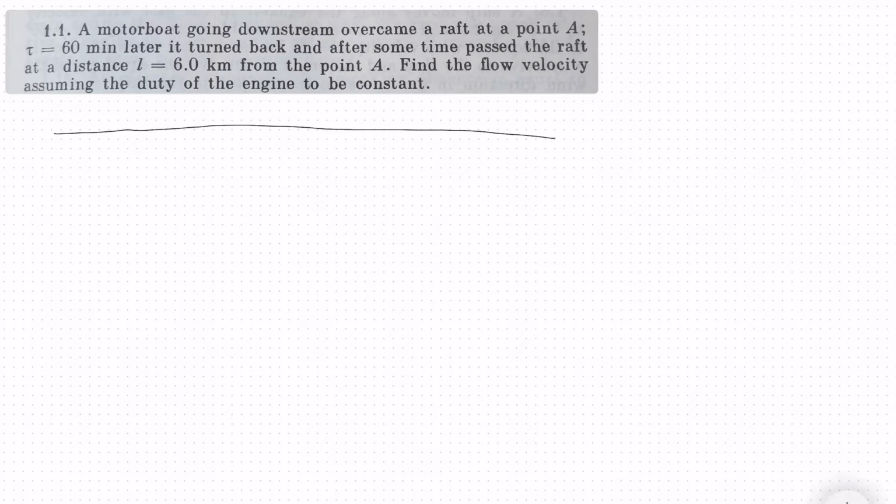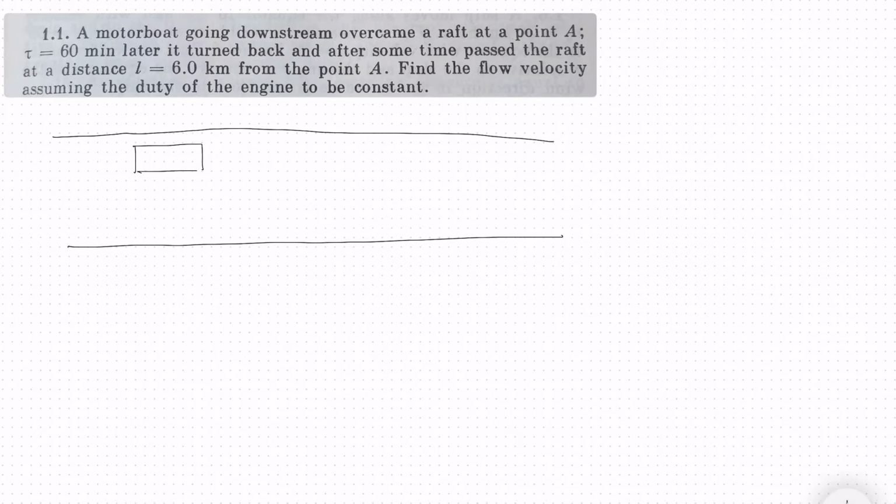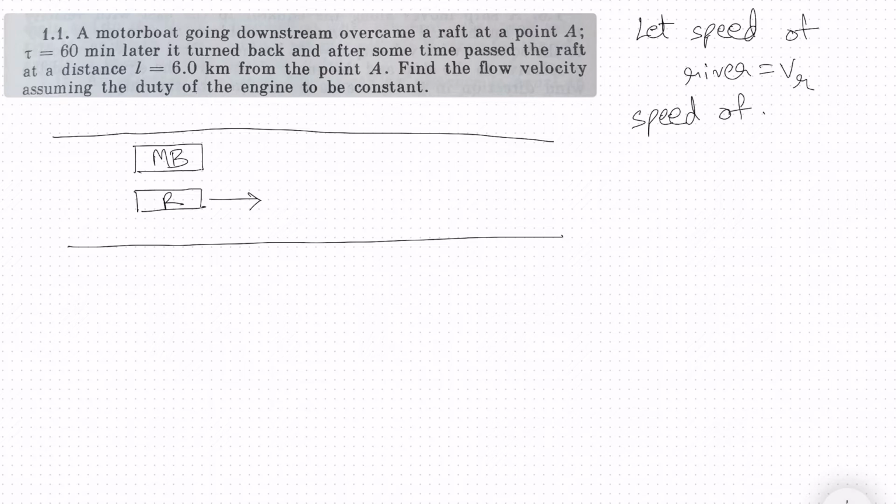First, we'll make a rough diagram. Let's say this is the motorboat and this is the raft. Since the raft by definition will not have any power, the raft will be flowing at the speed which is equal to the speed of the river. Let speed of river, we'll assume, equal to VR, and speed of motorboat in still water, we'll assume that equal to V motorboat.